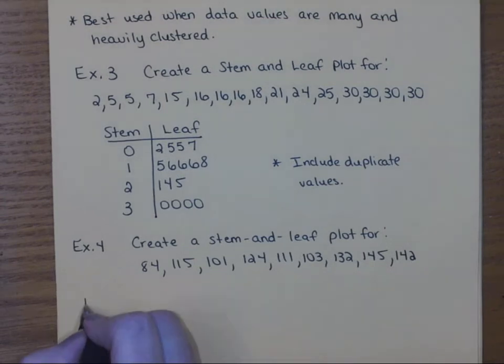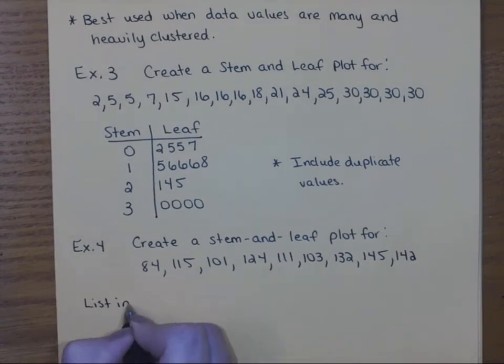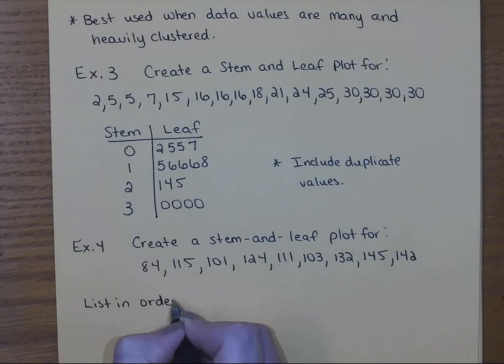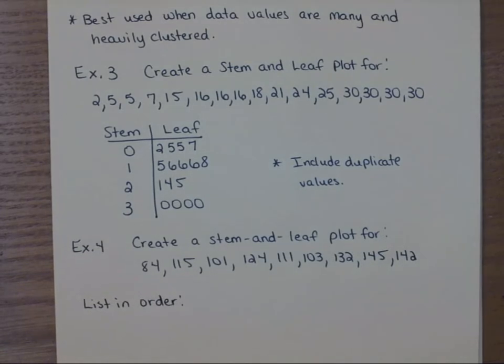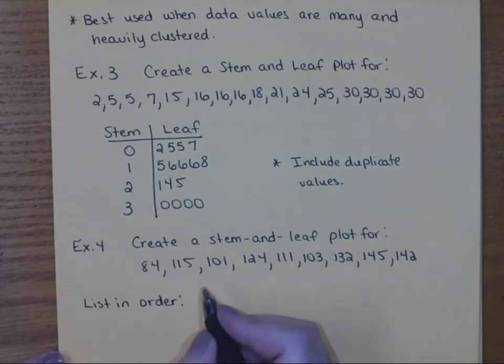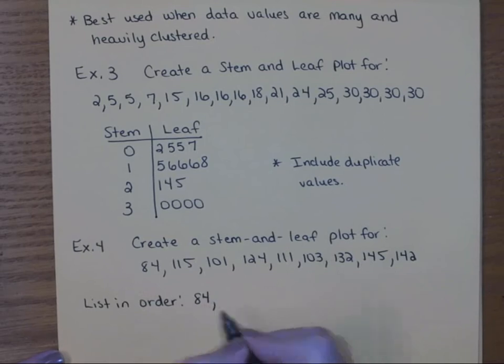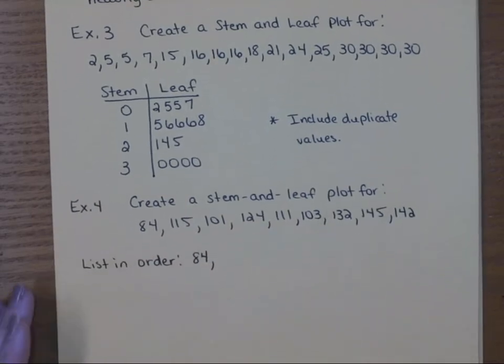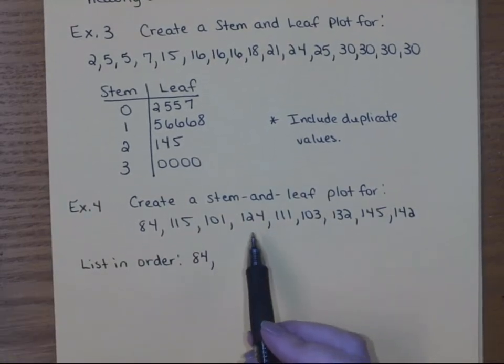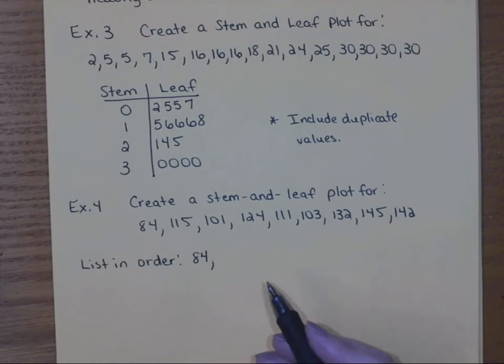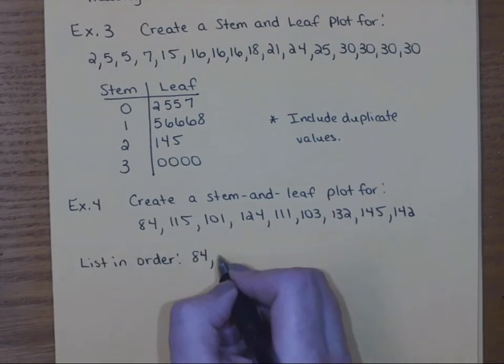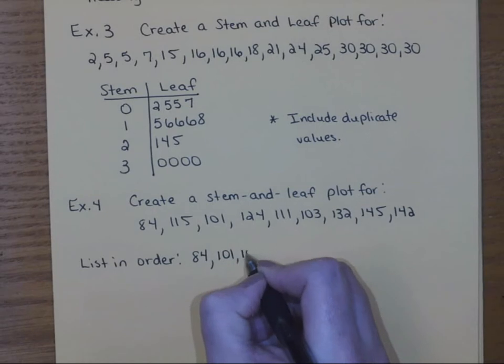Notice the first thing is we really need to list these in order. You can kind of do that as you go with the table if you want, but I'm going to list them in order. So notice we have an 80, that's going to be our lowest number. Notice we have no 90s; we'll talk about that in a minute. We have some in the 100s, a 101, a 103.